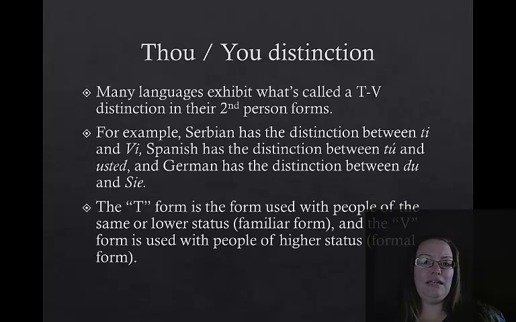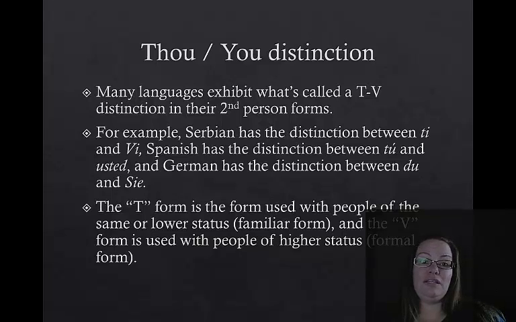The distinction exists in many languages. We call this a T-V or a tu-vu distinction in their second person forms. For example, Serbian has the distinction between T and V. Spanish has the distinction between tu and usted. German has the distinction between du and Sie. French also has the distinction. They actually are the tu-vu distinction.